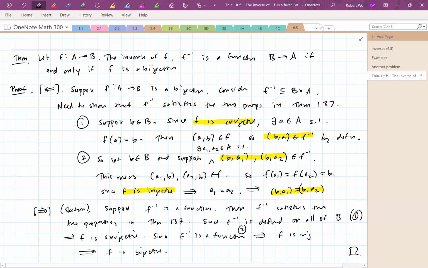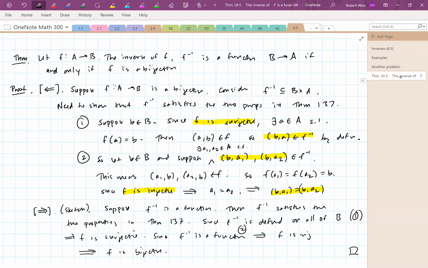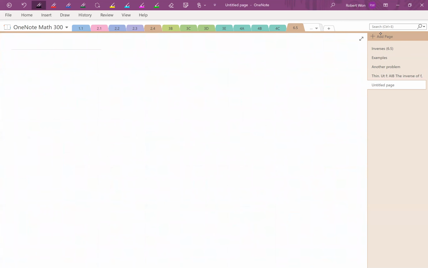Okay, so just to recap, we defined the inverse of any function. Given any function, you can define this inverse. And then we just said that this inverse gives you a function in the other direction if and only if f is bijective. Then you can talk about the inverse function. So I should just make this definition.